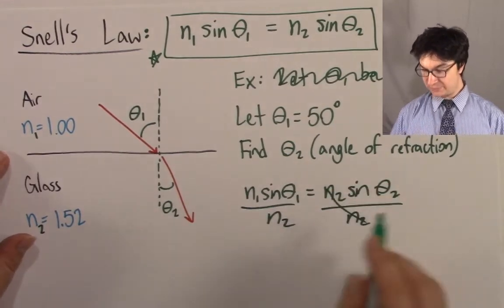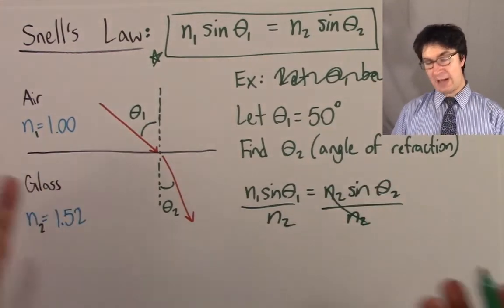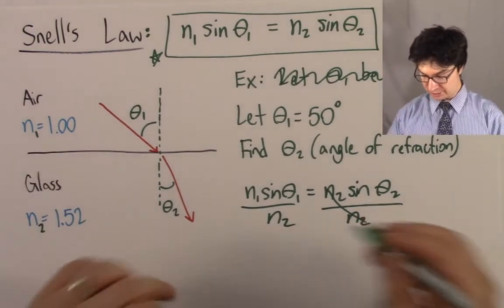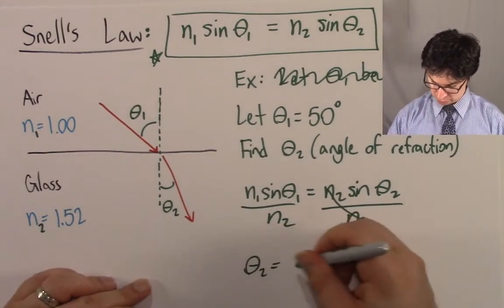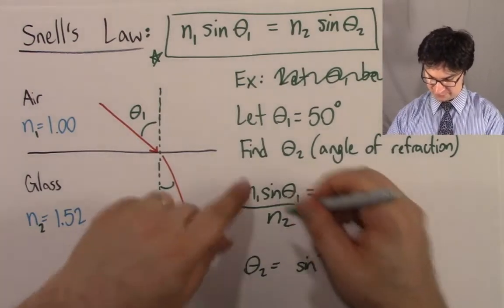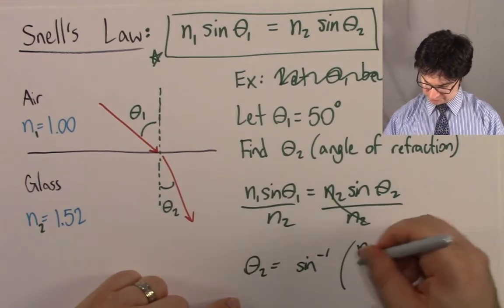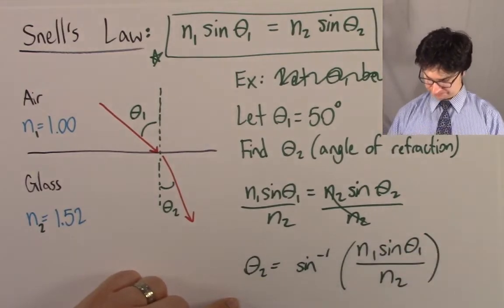All right. And then we have to get rid of the sine function. We all know that the opposite of the sine function is sine inverse. So take sine inverse of both sides, and that's going to give you theta 2 by itself. So we can just write theta 2 equals sine inverse of this expression, N1 sine theta 1 divided by N2.